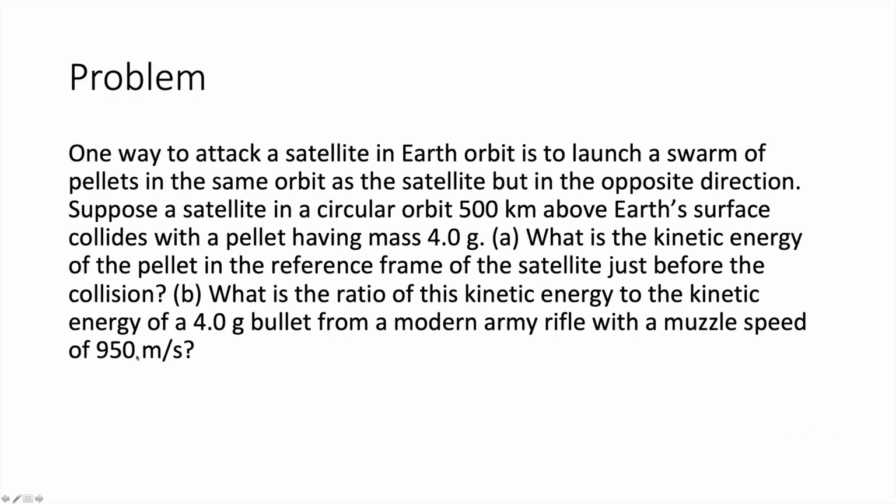So in this problem, we're told that one way to attack a satellite in Earth orbit is to launch a swarm of pellets in the same orbit as the satellite, but in the opposite direction. Suppose a satellite in a circular orbit 500 kilometers above the Earth's surface collides with a pellet having a mass of 4 grams. Part A, what is the kinetic energy of the pellet in the reference frame of the satellite just before the collision? And part B, what is the ratio of the kinetic energy to the kinetic energy of a 4-gram bullet from a modern army rifle with a muzzle speed of 950 meters per second?